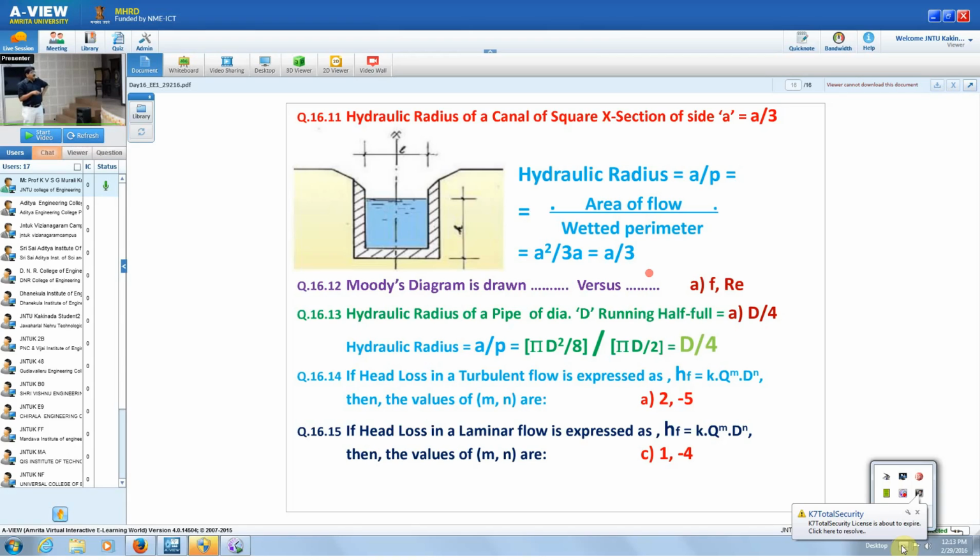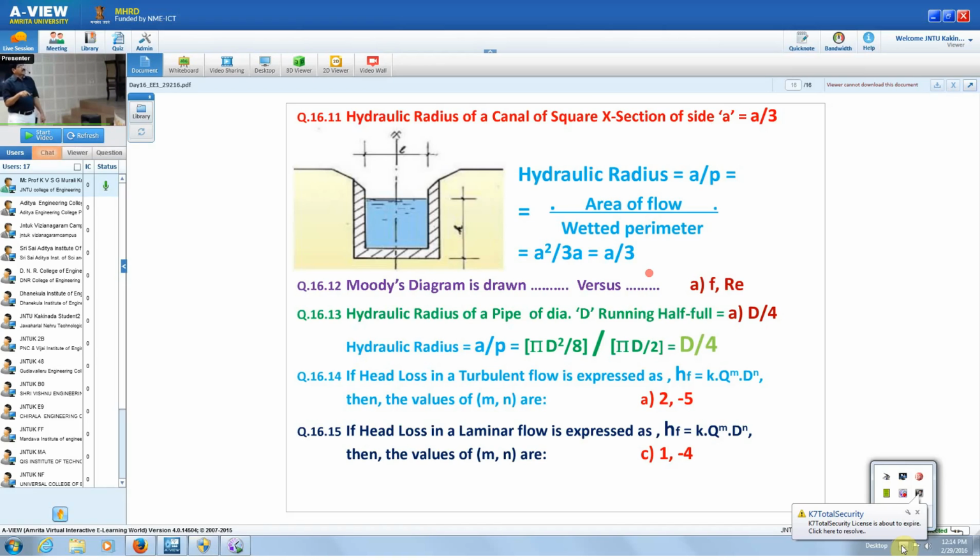Question 13. The hydraulic radius of a pipe of diameter D running half full is equal to how much? For a circular pipe, what is the area of the flow running half full? Pi d square by 4 when it runs full. Half full means pi d square by 8, divided by the wetted perimeter. When it runs full it is pi into d. When it runs half full, it is pi into d by 2. It is the perimeter of the pipeline which is in contact with the water, because the portion of the pipe which is in contact with water only offers resistance to flow. The other portion will not offer any resistance.